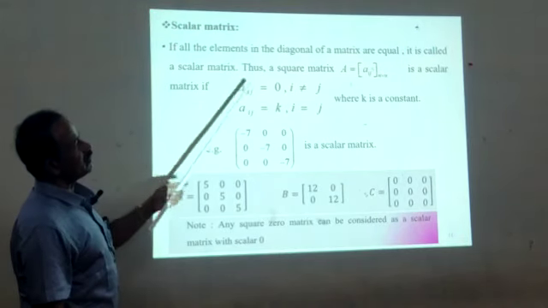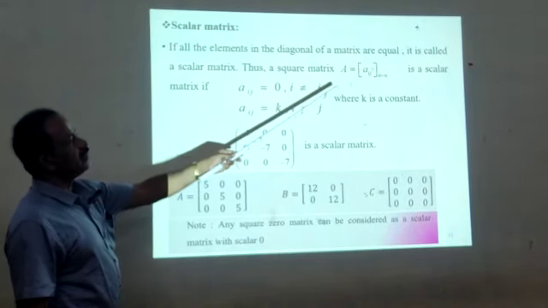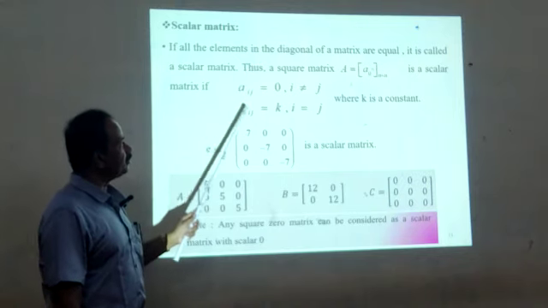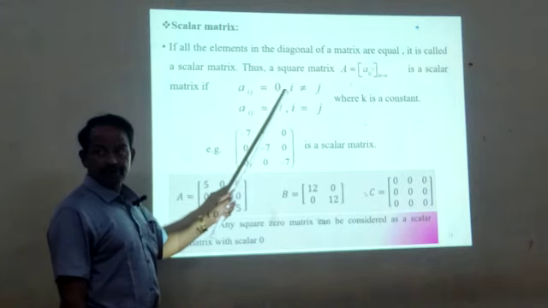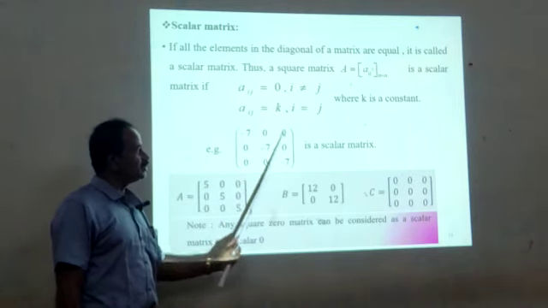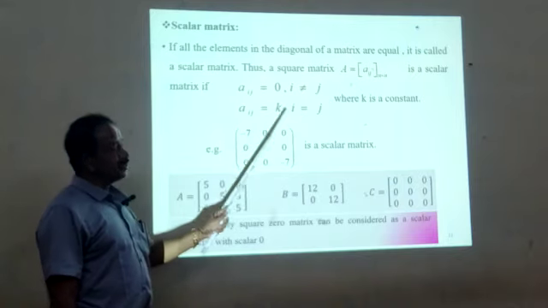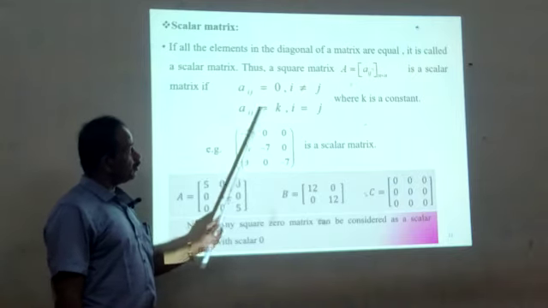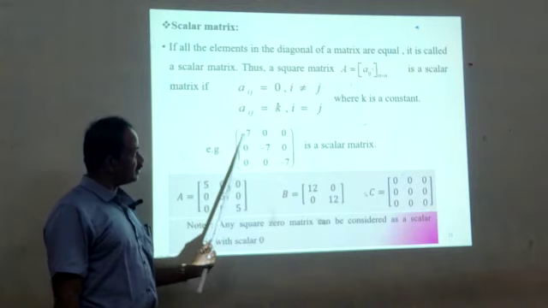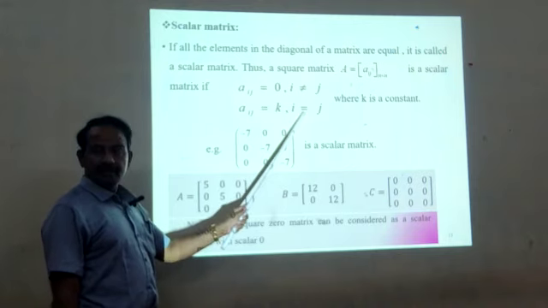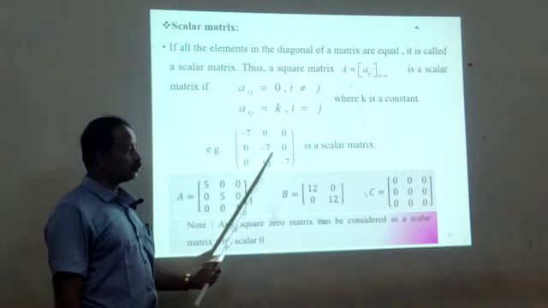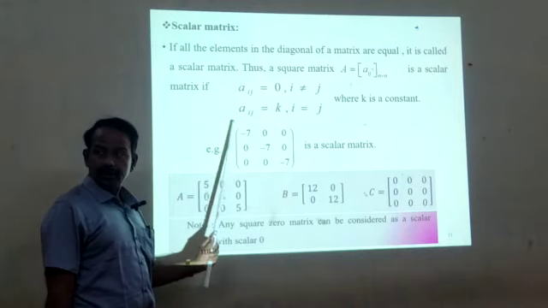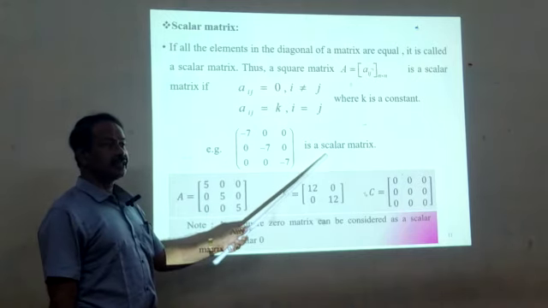Thus, a square matrix A equals Aij, n by n, is a scalar matrix if Aij equals 0 when i is not equal to j. See here, this is 0. And the diagonal elements are also equal. See, minus 7, minus 7, minus 7. So this is A11, A22, A33. So all are equal, and we call this a scalar matrix.